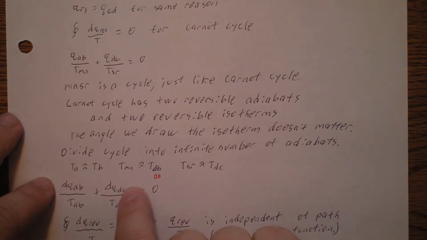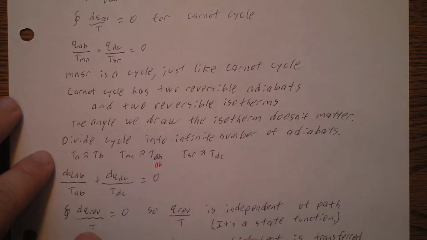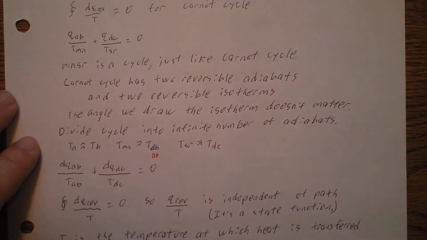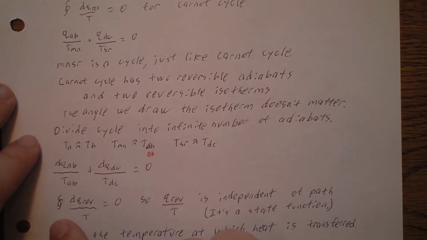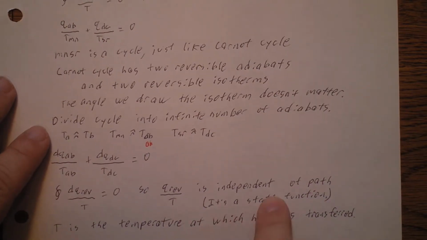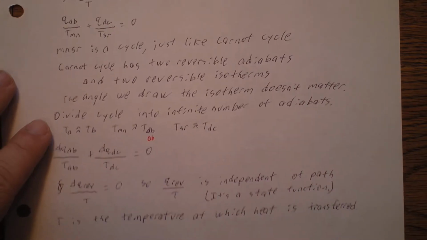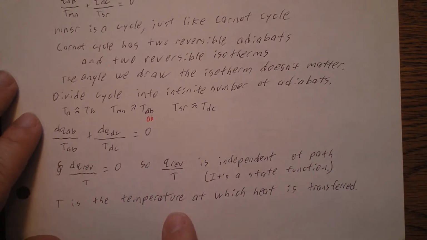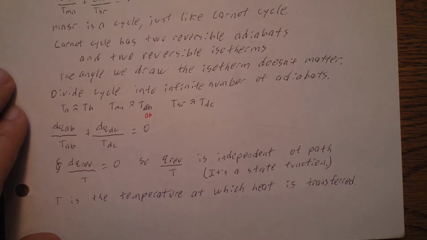And remember, the reason the CD is backwards is because of the direction we're going around the cycle here. And that's equal to 0. So the cyclic integral, remember, dq reversible over T is equal to 0. So q reversible over T is independent of path. Remember, this is a state function. So T is the temperature at which the heat is transferred.